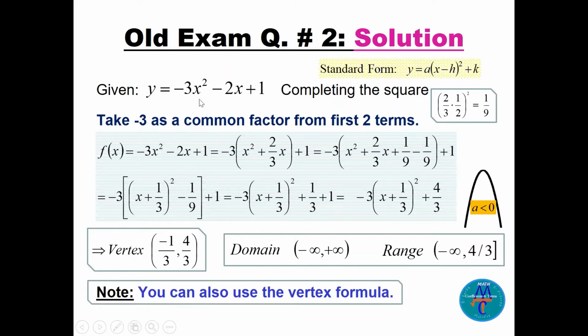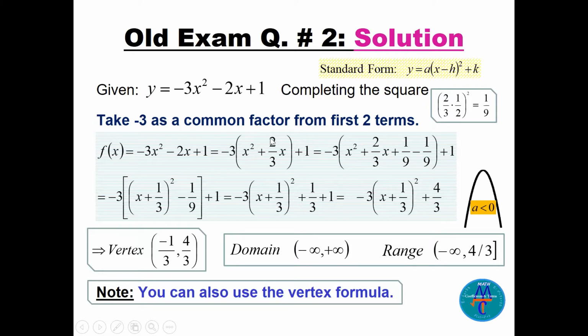Now remember, to complete the square, the coefficient of x squared should be 1. So I take the common factor minus 3 from the first 2 terms. Plus 1 here, I leave it. So if I take minus 3 out, and then divide this one by minus 3, it becomes plus 2 over 3, because when you multiply minus 3 times this, you will get minus 2x.